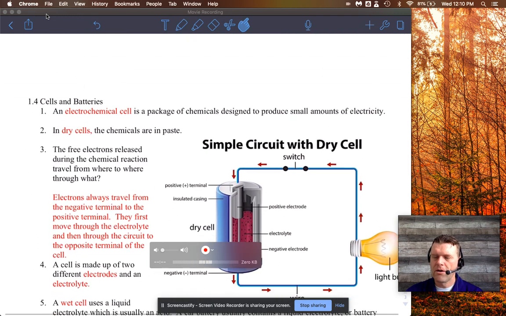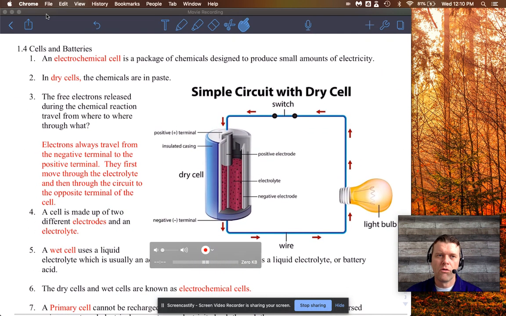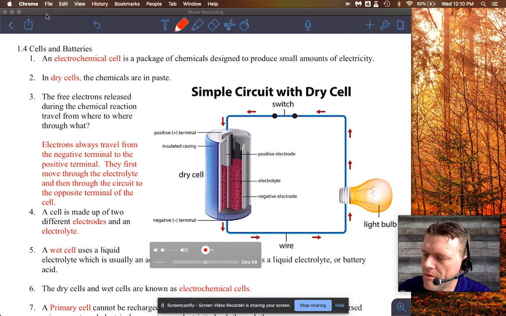So the last part of this introductory notes is on cells and batteries. We're all familiar with cells and batteries. We use them all the time. The term, though, is an electrochemical cell, because we're getting electricity from a chemical reaction between typically two different metals, and you'll see that really easily when we get into wet cells. In general, there are two types of cells: a dry cell and a wet cell. What's different is what's called the electrolyte.